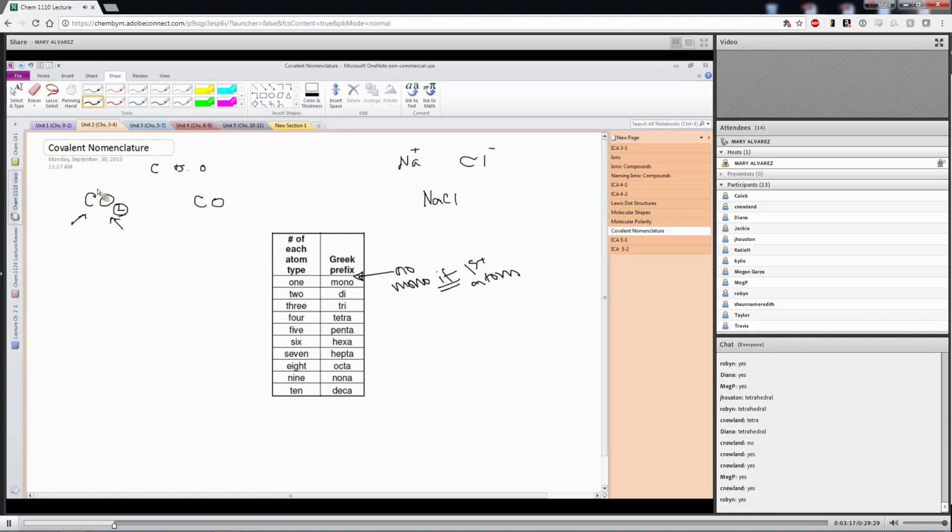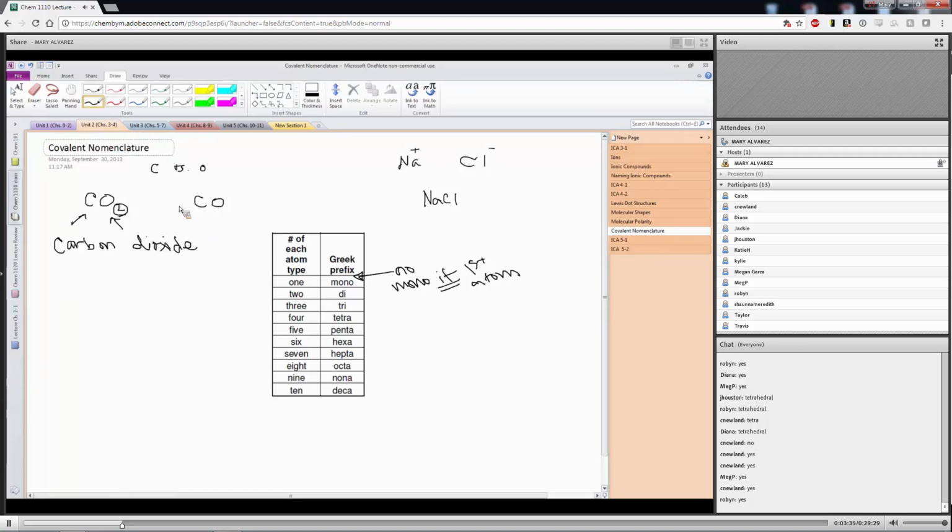And following those rules, then, this has 1 carbon and 2 oxygens, but the carbon comes first, so we don't use mono. Therefore, this is carbon, because I've got 1 carbon, and then I have 2 oxygens, so that makes it dioxide.